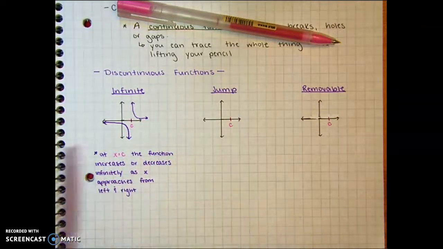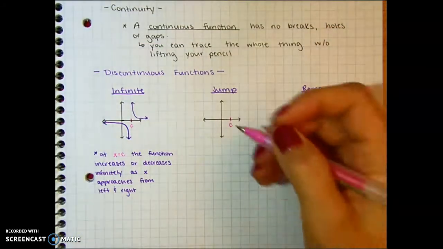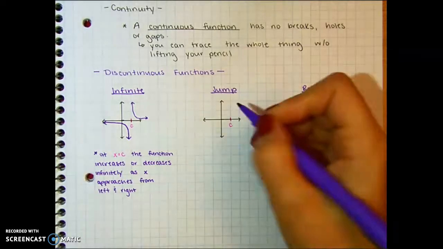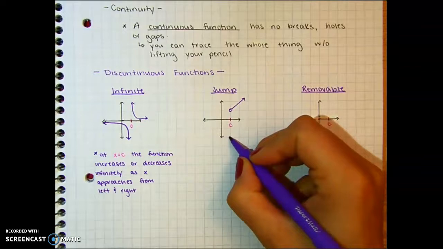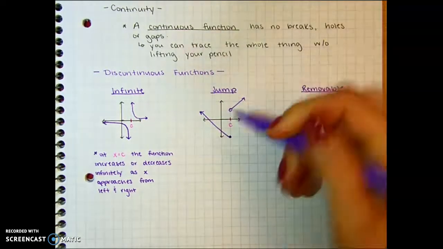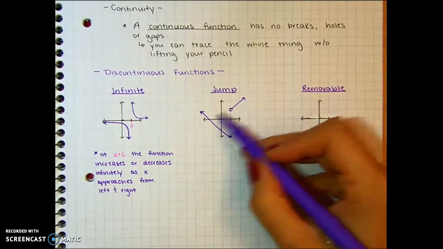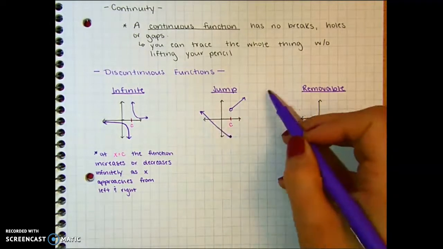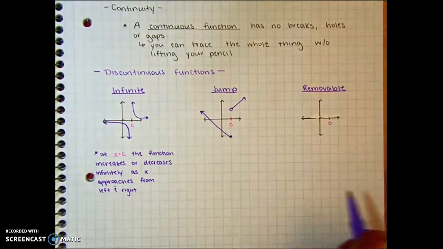Okay, jump means at x equals C, the limit of the C value exists, but there's two different values. So that'd be like if I had an open circle here, and then it went off infinitely, but then I had a closed circle here, and it went off this way infinitely. So at C, the value does exist, but there's a big jump between the two. So they're not actually continuous. The domain would be written continuously, but the function itself is not.